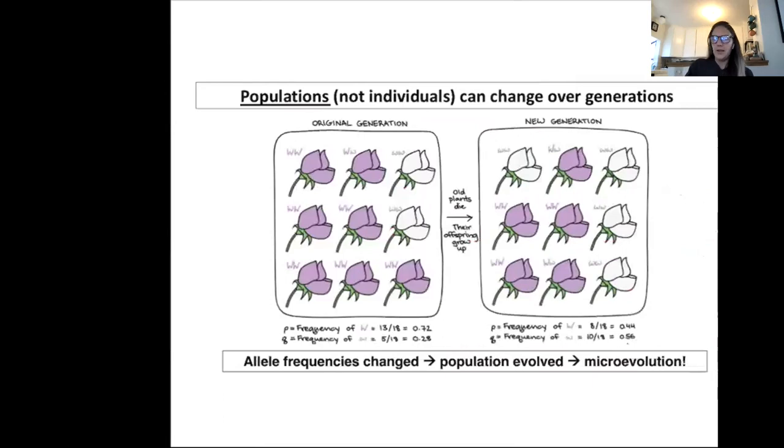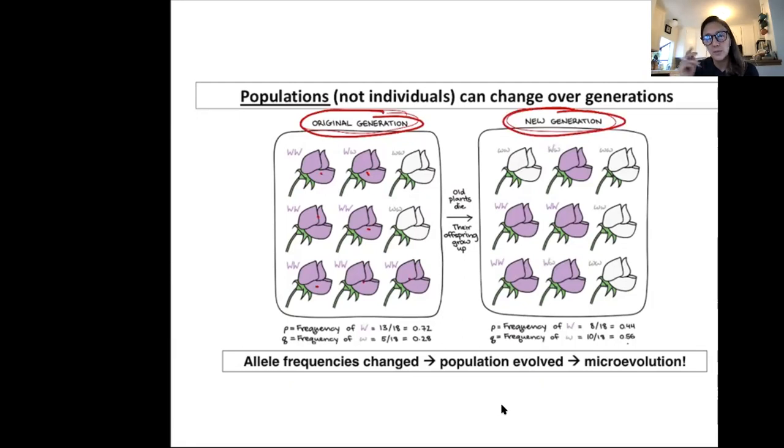All right. So populations, I just want to remind you that populations, not individuals, change over generations. Individuals cannot change, cannot evolve, but populations can. So I just want to show you an example here. Here we have our original population, and then we have a new generation. So what happened over time? What we see is that in this original generation, we see 1, 2, 3, 4, 5, 6, 7. So we have 7 purple plants versus 2 white. And in this new generation, we see that the phenotypes are fundamentally different.